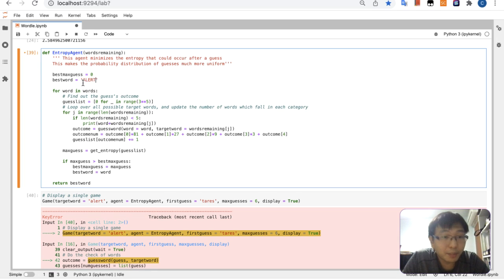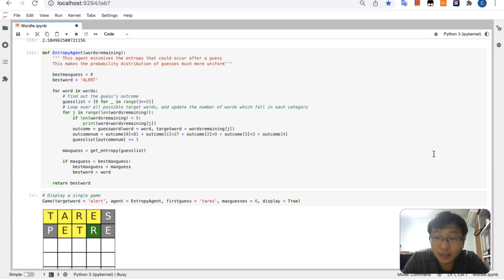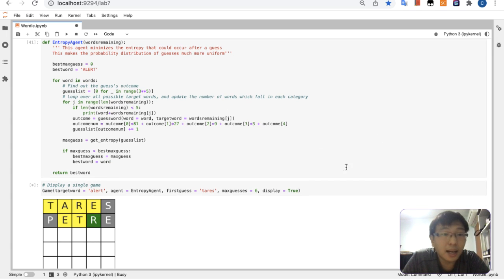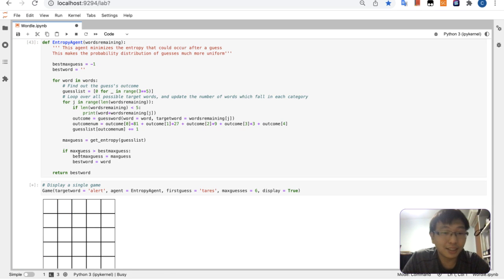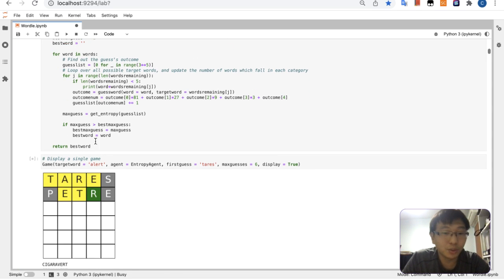Because if I put my best word here as alert, I think you're right. Because sometimes the entropy can be zero, right? Yes, you are right. So this was the issue. Thank you, Element. You are absolutely correct. So we should set our entropy to be negative, or we can set this to be greater than or equal to.